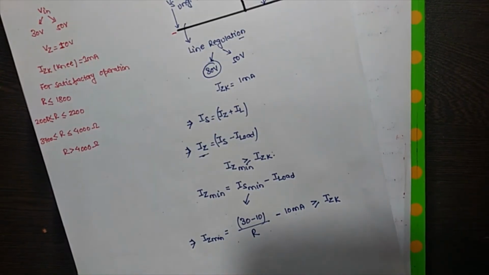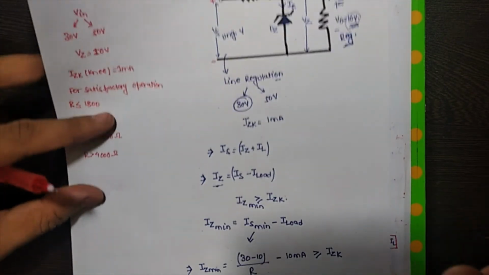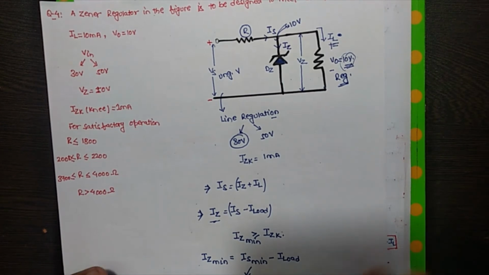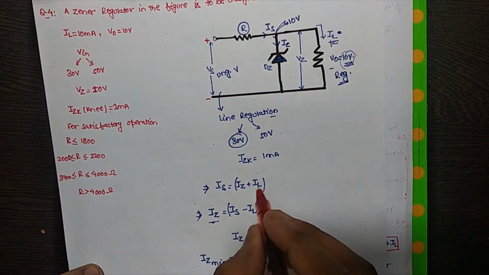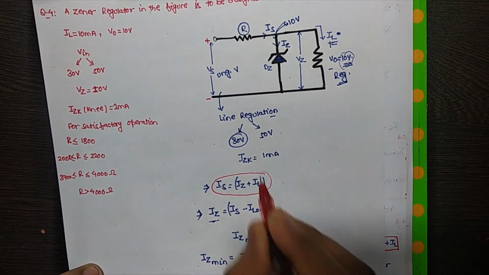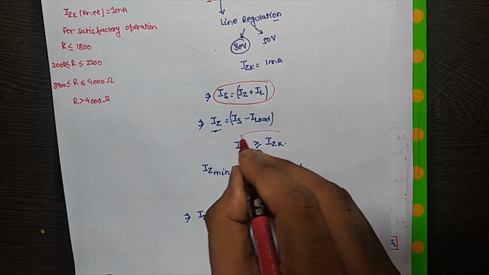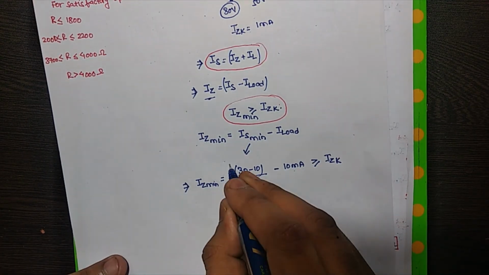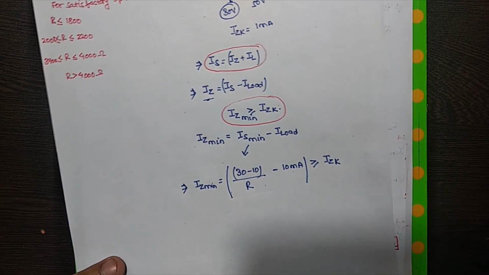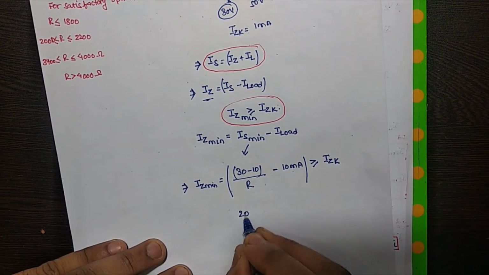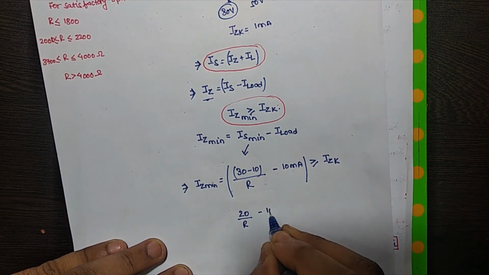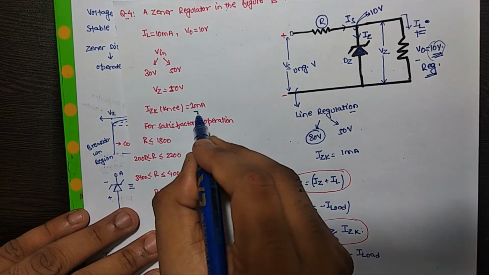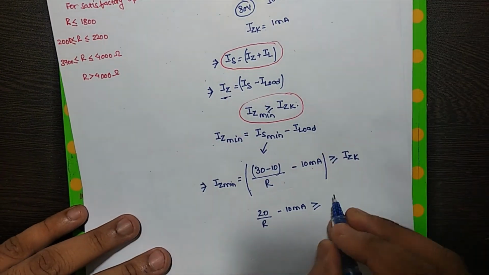So this is a very simple condition. If you want to solve any question related to a normal voltage regulator, you don't need to remember anything. You just need this equation and this condition. So from here, 30 minus 10 is 20, by R, minus 10 milliampere should be greater than or equal to IZ knee. IZ knee is given as 1 milliampere.